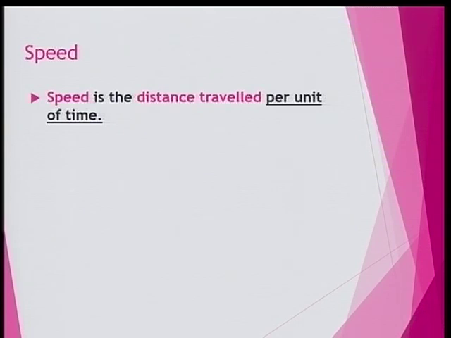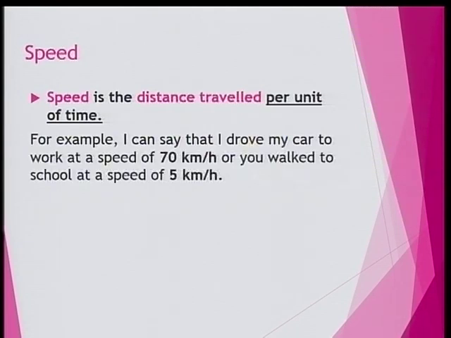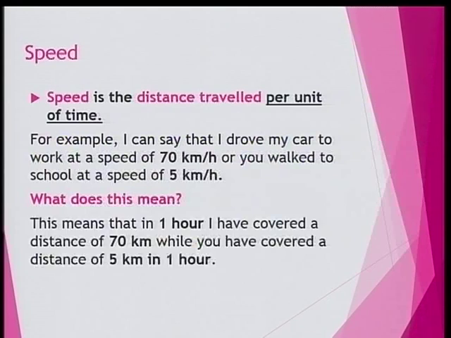What is speed? Speed is the distance traveled per unit of time. For example, I can say that I drove my car to work at a speed of 70 kilometers per hour, or you walk to school at a speed of 5 kilometers per hour. What does this represent? This means that in 1 hour, I have covered a distance of 70 kilometers, while you have covered a distance of 5 kilometers in 1 hour. So it is the distance covered per unit of time, that is, per 1 hour.